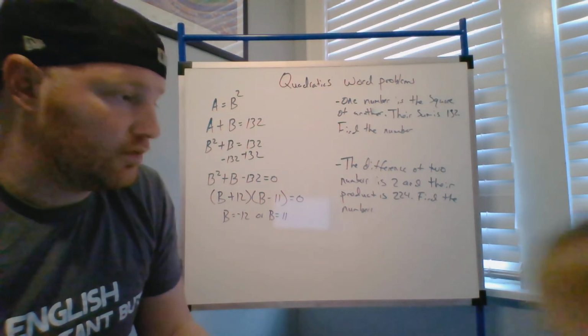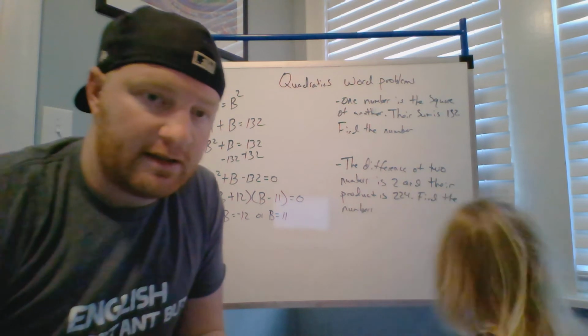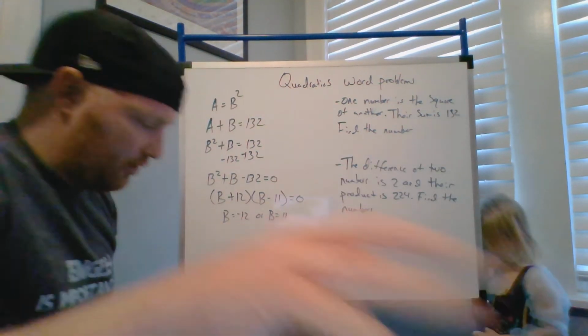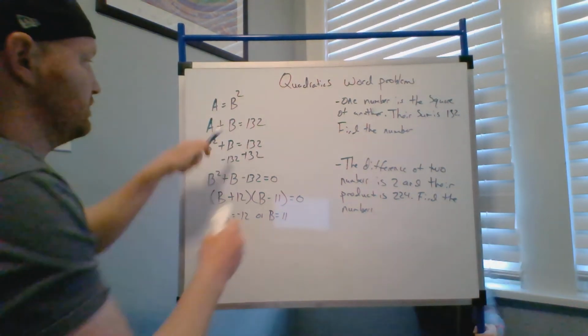So that is that. One second, sweetheart. That is that example. Now I'll do one more with you. And where's my eraser, Ava? It's right here.